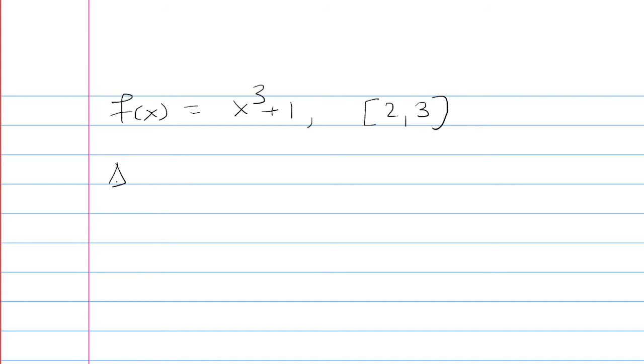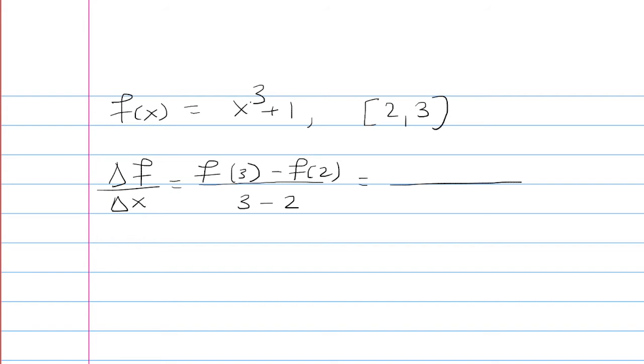So the equation is going to be delta f over delta x. We're going to subtract the value at x equals 3 with the value at x equals 2, and then we're dividing that by 3 minus 2. Now we're going to plug in 3 for x. We get 3 cubed, which is 27, plus 1 is 28, minus, plug in 2 for x, 2 cubed is 8, plus 1 is 9. That's going to be all over 1, and so 28 minus 9 is 19. So the average rate of change is going to be 19 in this interval.